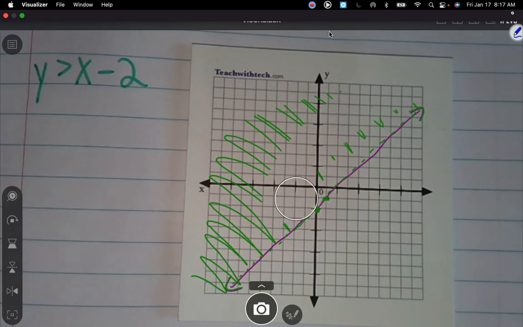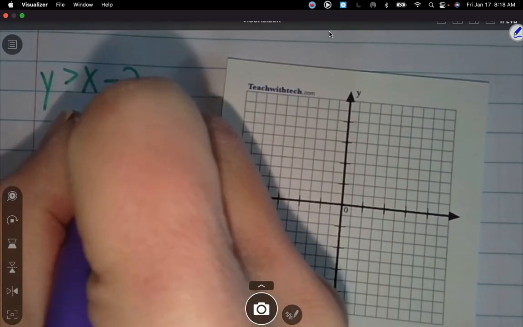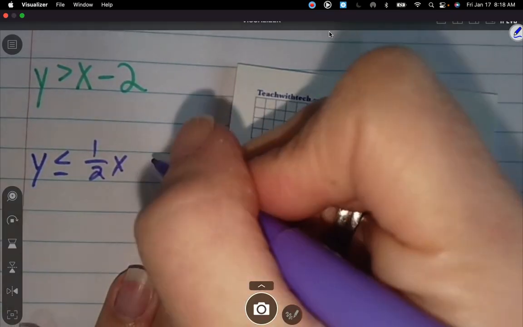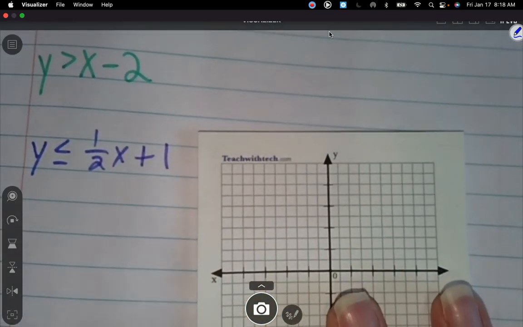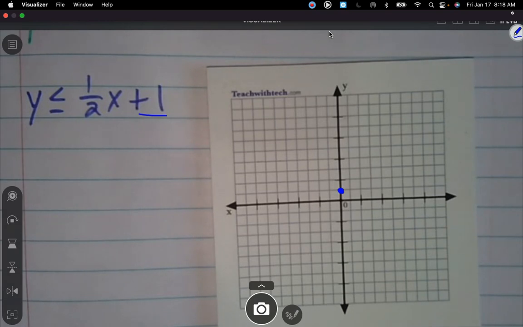All right, let me do some more that just start with y by itself. So let's do, how about y is less than or equal to 1/2 x, plus 1. All right, so let's look at this graph right here. Now, where's my starting point? I'm going to go up to what number? 1. Up to 1. And then I rise over run. How much do I rise? 1, run 2.